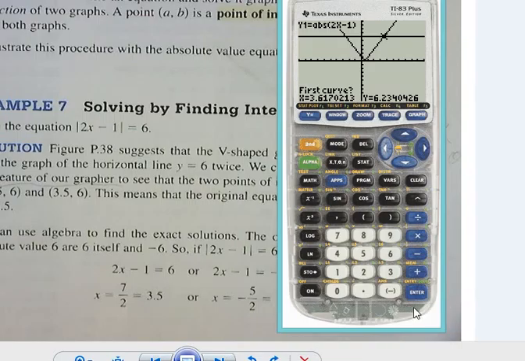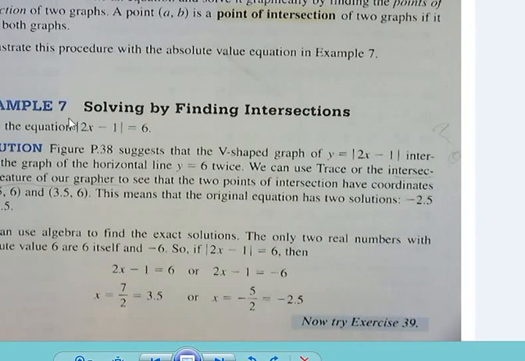Okay, so now we hit enter, and at 3.5. So now what does that tell you? What did we just figure out? Well, that tells us the solution to this equation, the two values of x that make this equation true. If I plug in negative 2.5 to this equation, I will get 6. If I plug in 3.5 into this equation, I will get 6. Does that make sense?